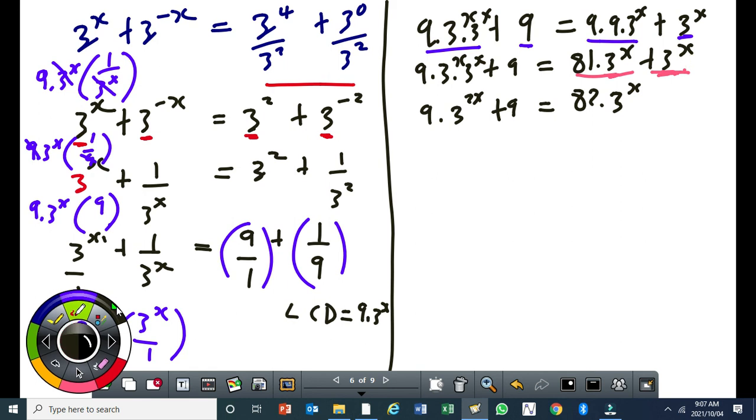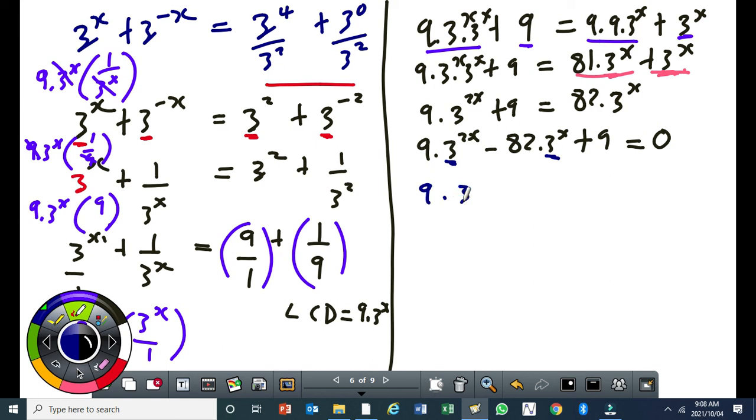Alright. Now, the quadratic equation is coming. So this becomes 9 times 3 to the power of 2x. I'll take that 82 times 3 to the power of x to the left. So we get 9 times 3 to the power of 2x minus 82 times 3 to the power of x plus 9 equal to 0. Then I can rewrite this using 3 to the power of x, and write that as 9 times (3 to the power of x) all squared minus 82 times 3 to the power of x plus 9 equal to 0.